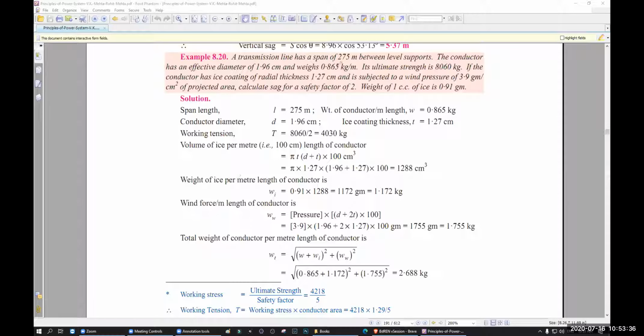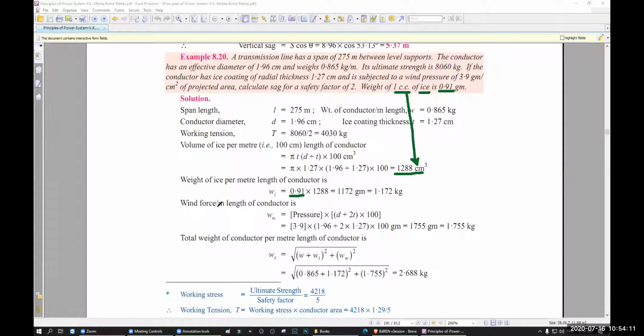because that was what? 0.91, that was what? That was for 1 cc of ice, right? That is 1 cc of ice. What about 1288 cc? Cc means centimeter cube, right? Same. For 1, it is 0.91. For 1288, it is multiplied. So 1172 gram. That means 1.172 kg.